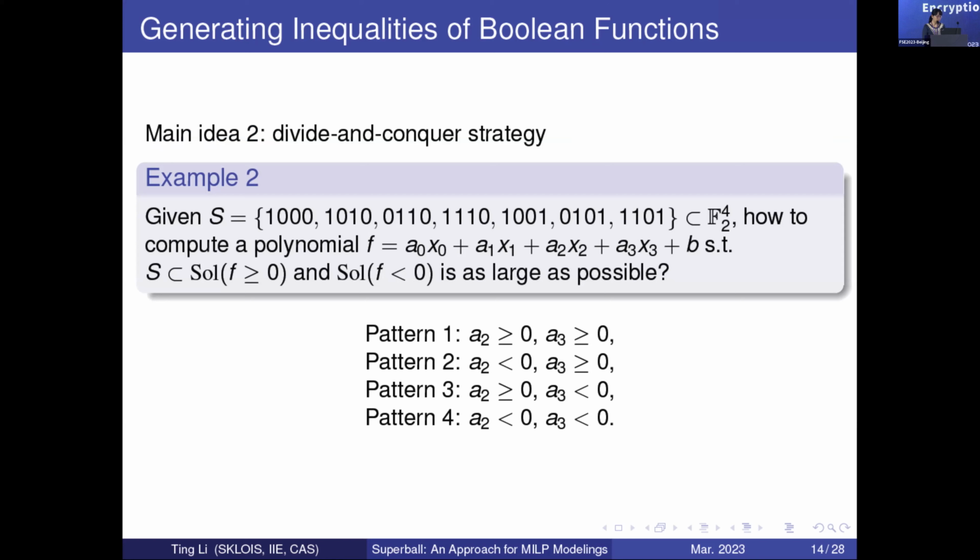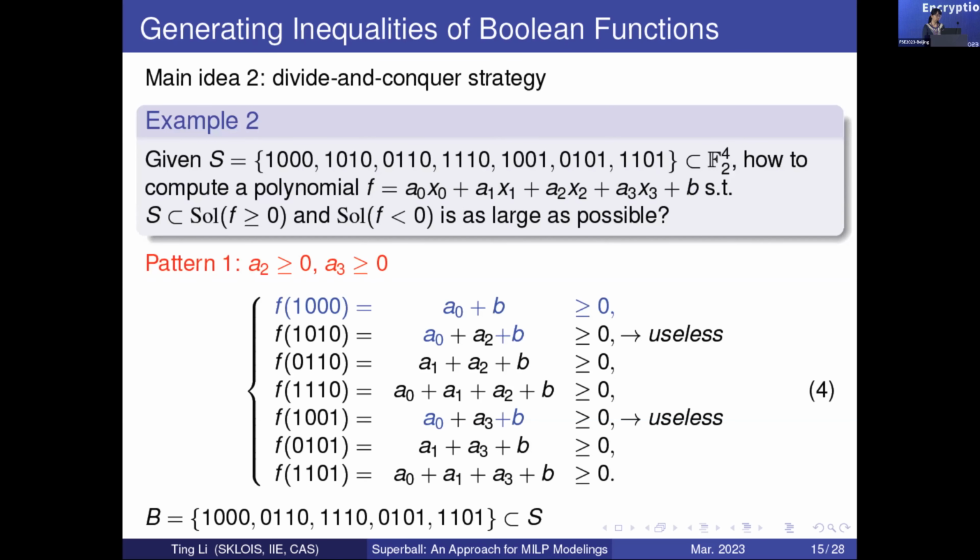Here, for example, we can divide the coefficients into 4 patterns by fixing the signs of A2 and A3. Thus, in pattern 1, A2 and A3 are both non-negative. Here we show how to generate a polynomial in pattern 1. As shown in this slide, some constraints become useless.